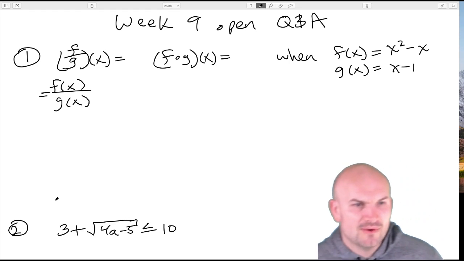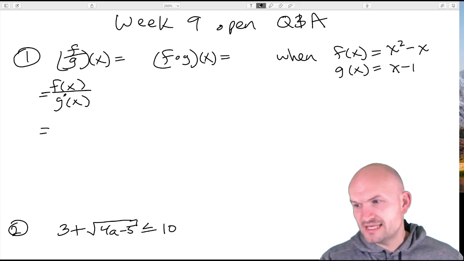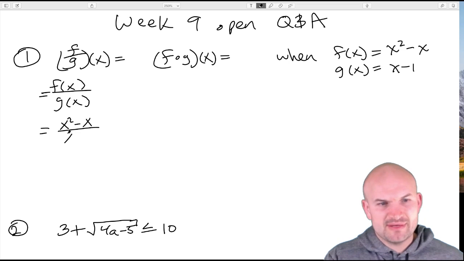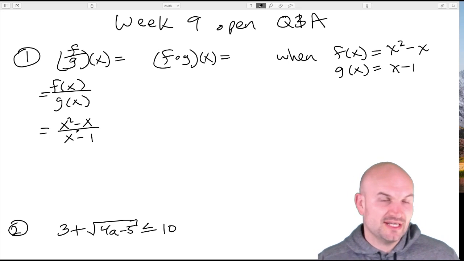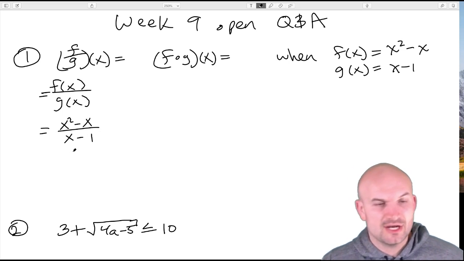All right, so I have f of x divided by g of x. Now I'm just going to replace f of x with x squared minus x and g of x with x minus 1. A lot of times, typically from here, we're looking into identifying either the domain or to see if we can simplify this at all.